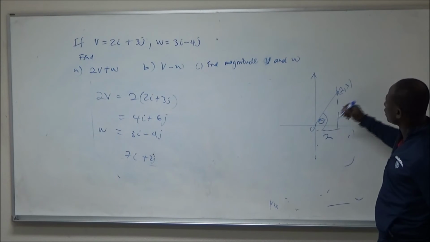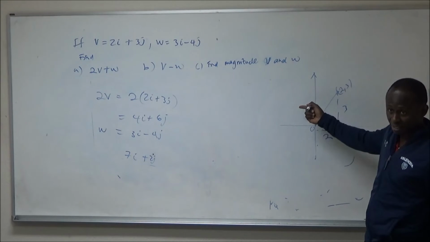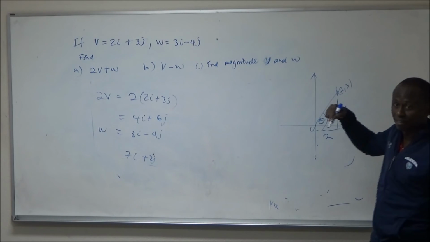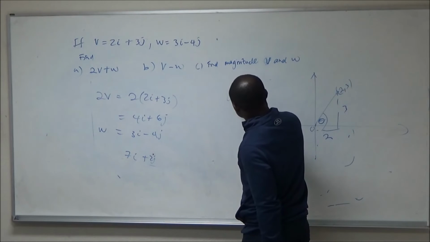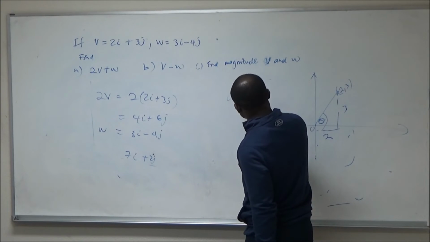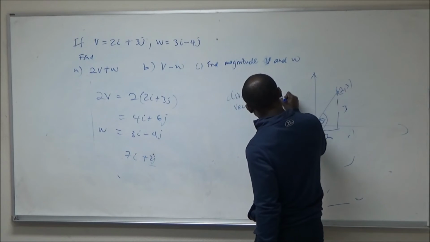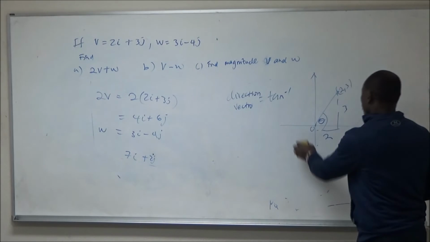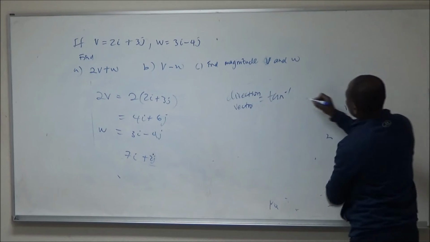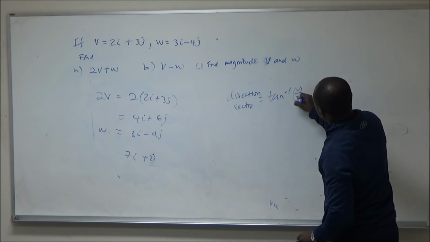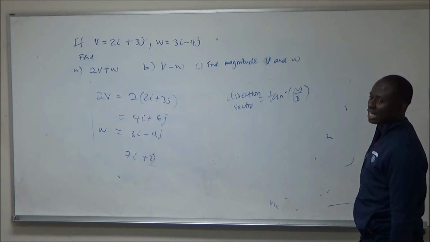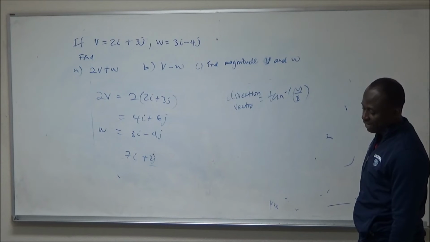So you need to know this angle. So this is going to be tan inverse of the y value over the what? x value. So the direction of a vector is tan inverse of the y value over the x value, y over what? x, or b over a, whichever way you write it. That's how you find the direction of a vector.